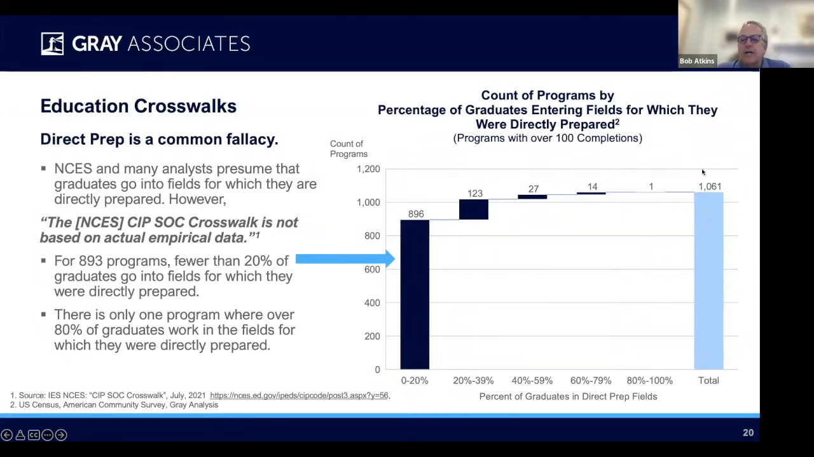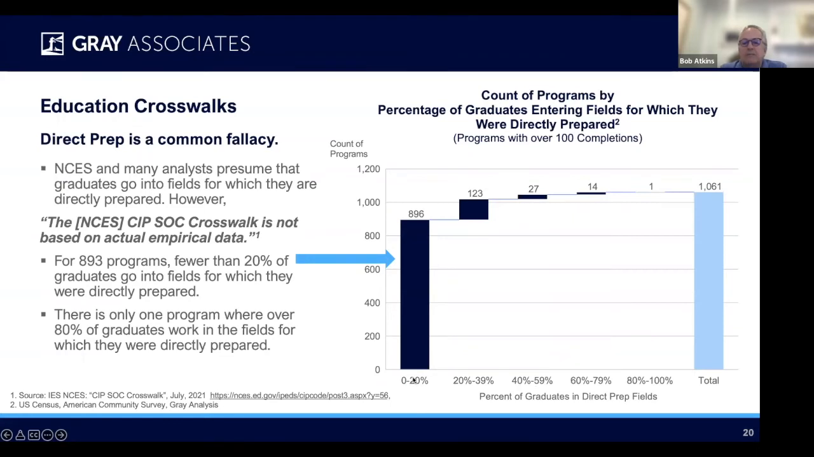Well, we only have 1,061 programs. Of those programs, one program actually had 80 to 100% direct placement. But there are more in the next column. Well, we get all the way up to 14 out of 1,000. And in the 14 column, we have 60 to 80% of my graduates. And I go over and okay, well, does more than half? Well, actually, no, you only pick up another 27, going all the way down to 40%.